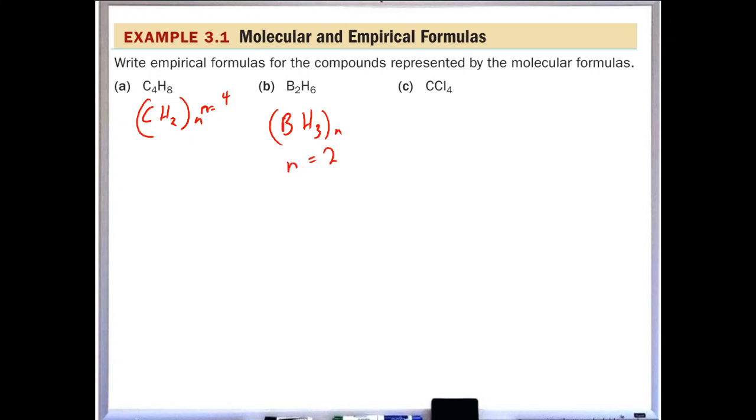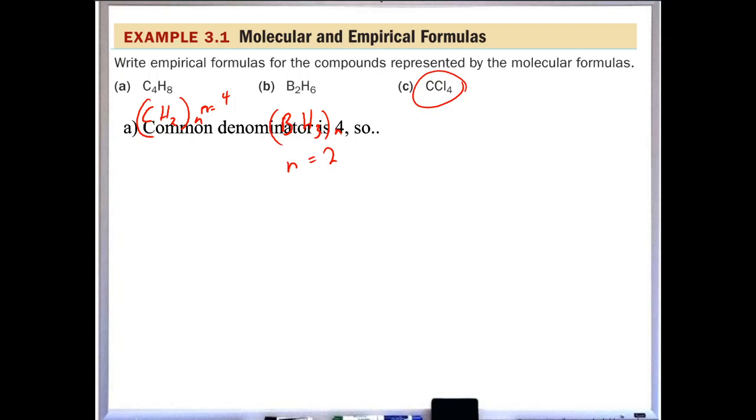Okay, next one. So here we have CCl4. Is there anything we can reduce this one by? We can't reduce by 4. That would give us C1/4 Cl. Well, dividing by 1 doesn't do anything, so no reason to do that. So this is, in fact, our empirical formula already. So sometimes they are the same.